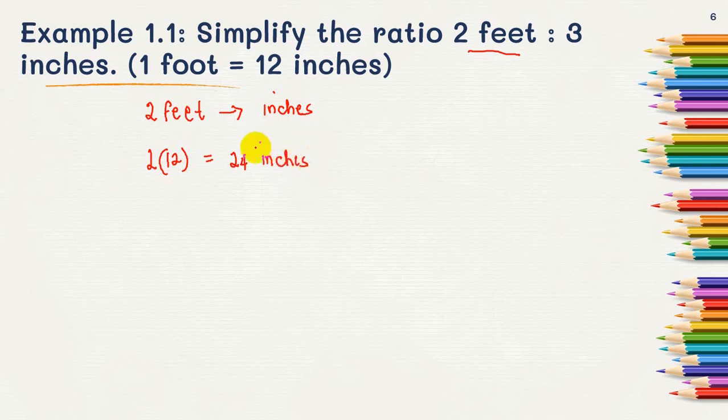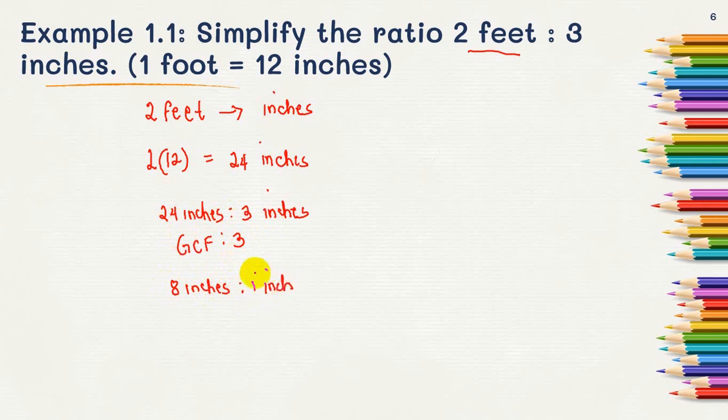So in that case, we can now simplify the ratio 2 feet is to 3 inches. We are going to write it now as 24 inches is to 3 inches. And then get the GCF. The GCF is 3. Then make it a divisor of the first quantity and the second quantity. So 24 inches divided by 3 is 8 inches, while 3 divided by 3 is 1 inch.